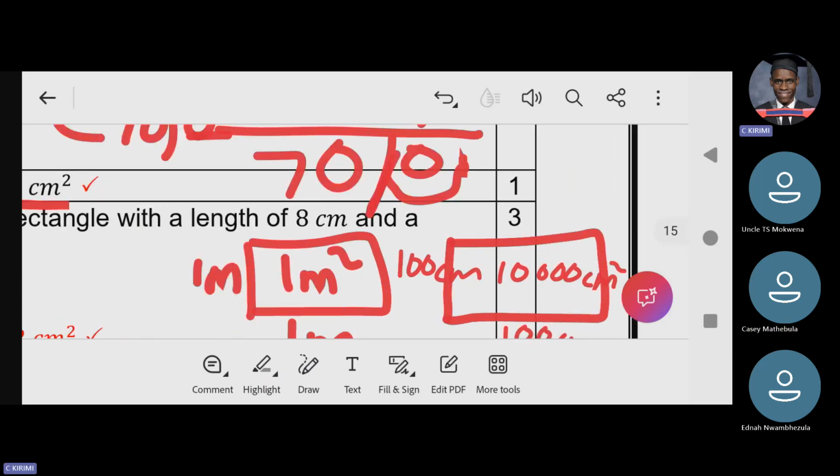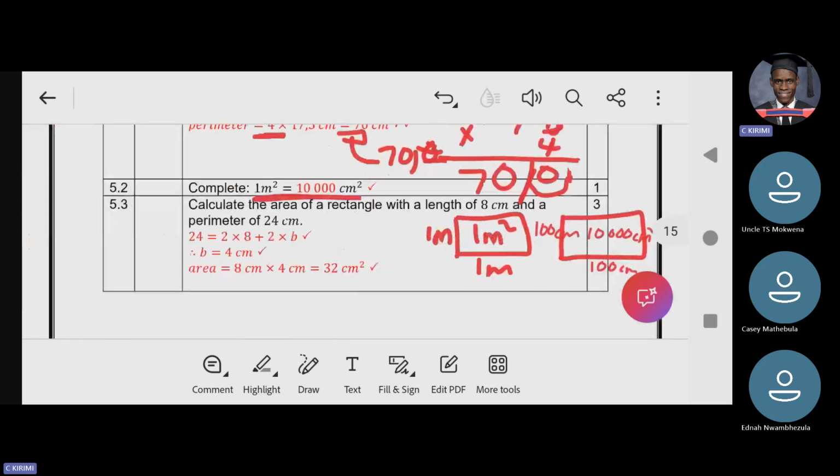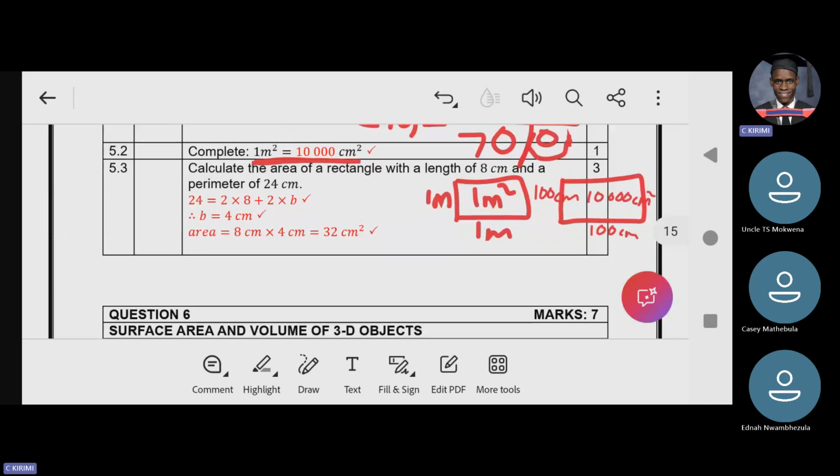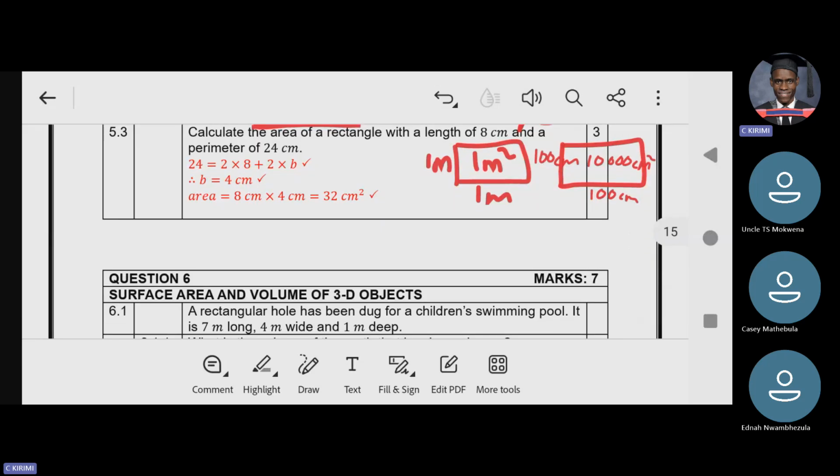You make your box, you make the conversions. That's how you do it, the same way you were doing it in class. Calculate the area of a rectangle with the length 8 and the perimeter 24. So this one wanted you to think: you were not given the breadth, you were given the length and the perimeter.